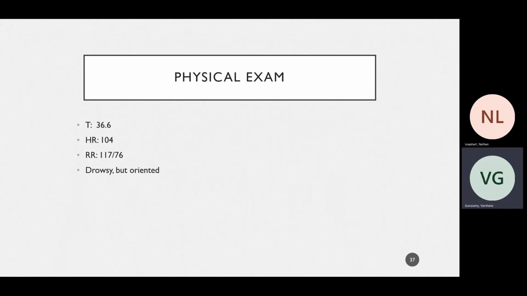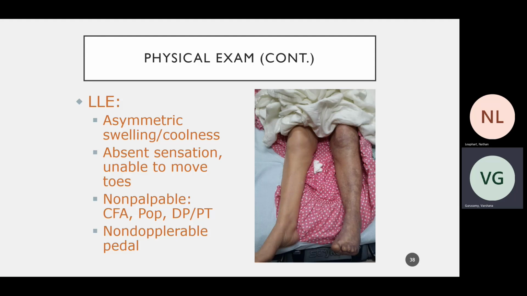So these are some of the things I was thinking about when I went to go see her. When I saw her, from a vital standpoint, she looked good, but she was drowsy. And this is what she looked like. On the left side, she had this asymmetric swelling and coolness. Her leg was cold from mid-thigh all the way down to her feet. She wasn't able to really feel where I was touching her. I was like, can you feel me touching here? She couldn't feel any of that. And she was unable to move her toes. So then I also Dopplered her, I palpated, I couldn't feel her pulses, and I couldn't get Doppler signals in her feet.